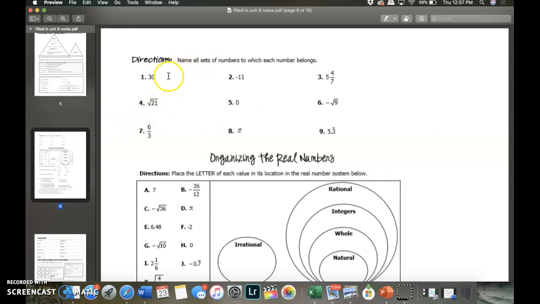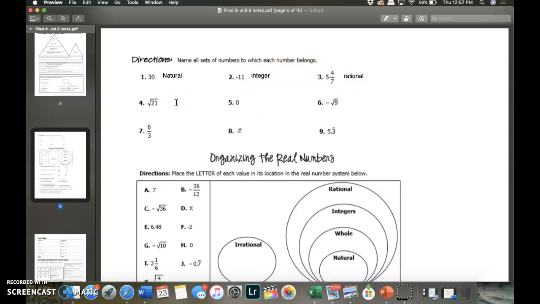It says name all the sets, but let's keep it easy and just name the most specific set. So let's say natural. Number 2, negative 11. Well, the furthest up I can go is integer, because once I get to positive numbers, that's what's above integer, is whole number, and it's not a whole number. 5 and 4 sevenths. Well, I can't simplify 5 and 4 sevenths. I could turn it to a decimal, but that's just going to be rational, because above rational is integer, and it has to be just a whole number, positive or negative.